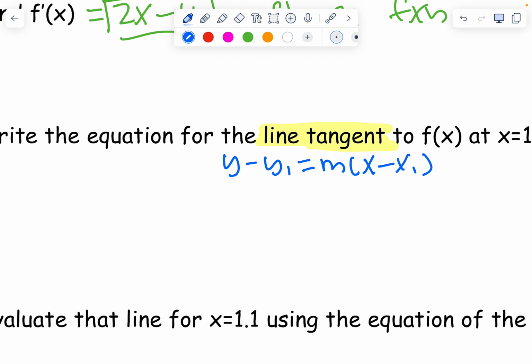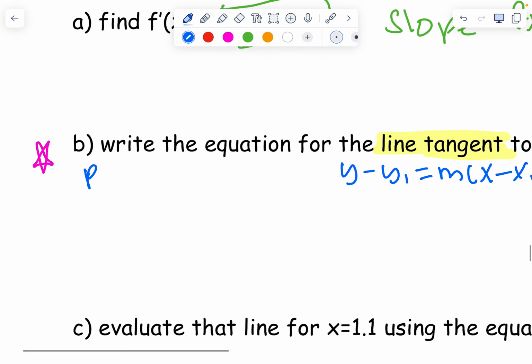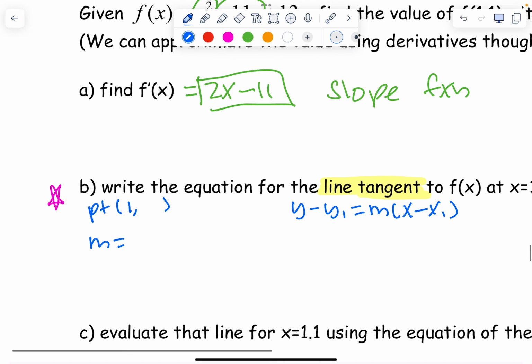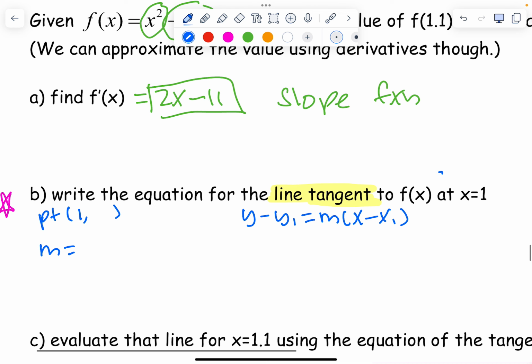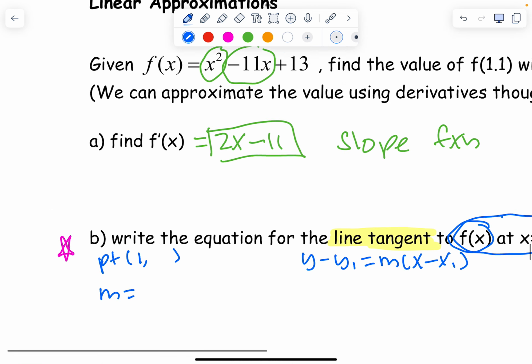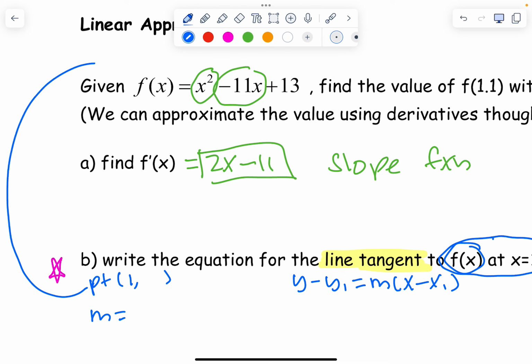So let's see what I have so far. I gave you a point, and I gave you one of the coordinates. Did I give you the x or the y? The x is 1. So I need to manually find the next one in a little bit, and then I need to find what my slope is. When you're finding the point of f of x at 1, I have to use the f of x function. That means I'm going to go back to the original and plug in the 1. Let's all do that.